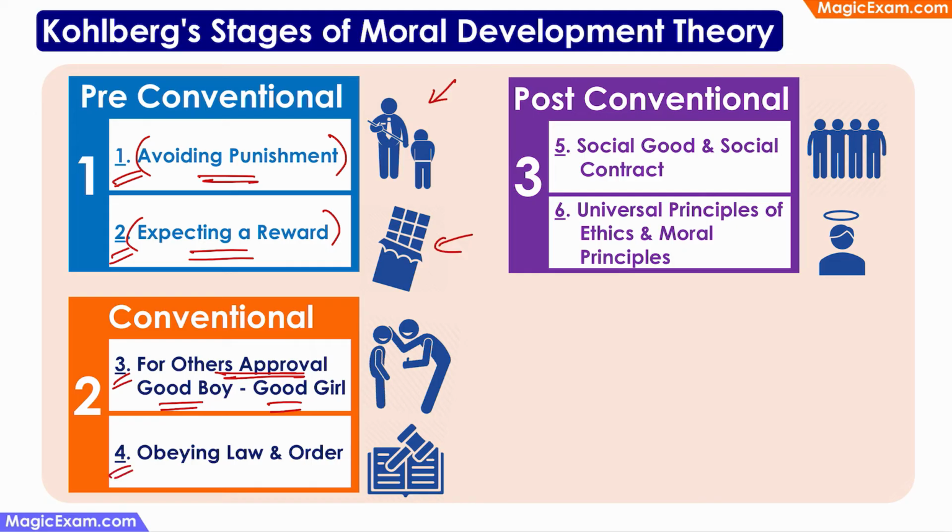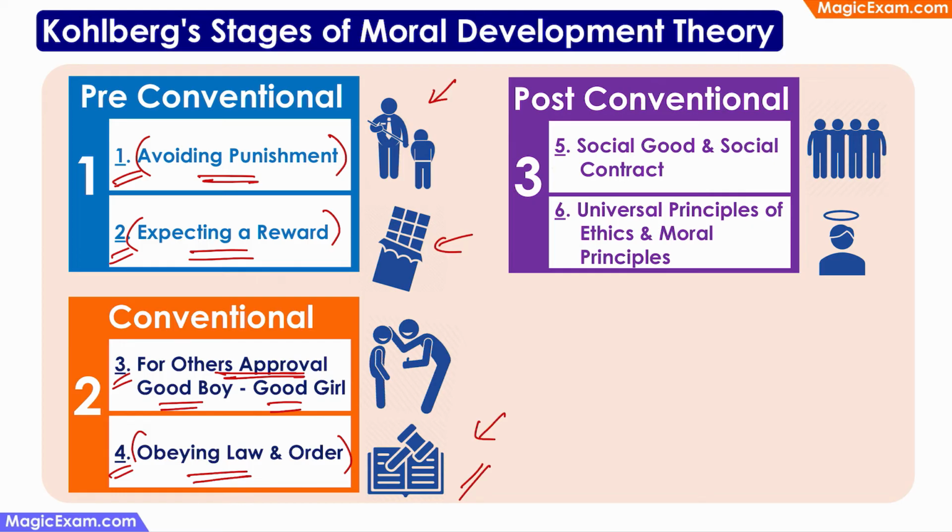In stage 4, they are just obeying the law and order. By now, they are old enough to understand that there are some laws and rules and regulations that they have to follow. So just because the law says something or the rules say something, they are just following the rules or the laws. So their moral decisions are based on the type of rules or laws or regulations that they have to follow.